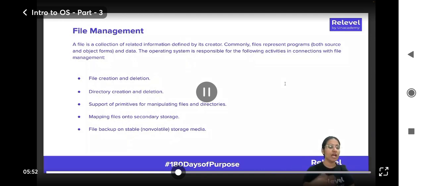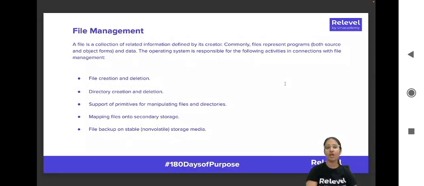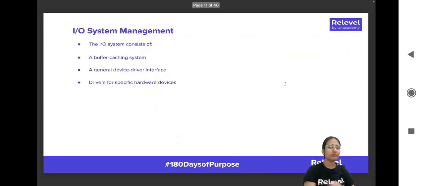onto the secondary storage, and how we provide a stable backup for these files in terms of non-volatile storage media. So all of these management tasks related to files are taken care of by the operating system. Similarly, earlier, all of the management tasks related to the main memory are taken care of by the operating system, and also the first one was that all the tasks related to processes are taken care of by the operating system. That's the third one.